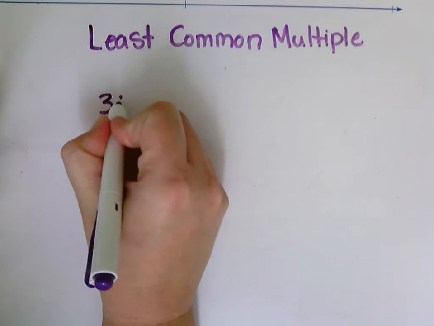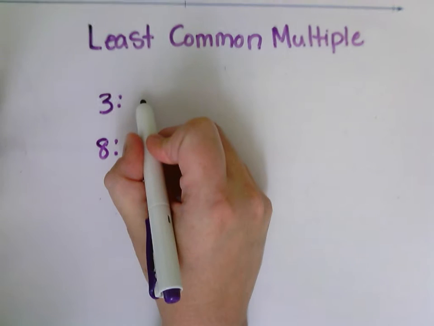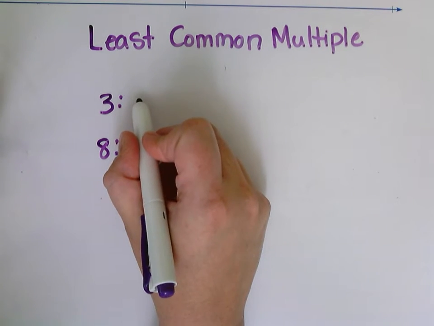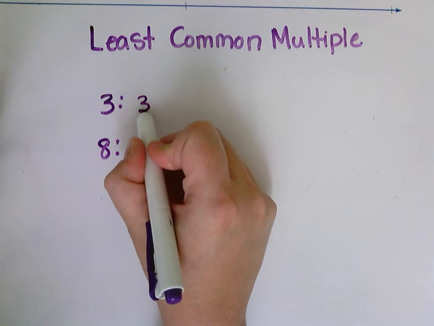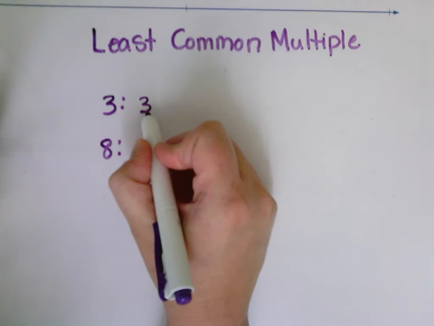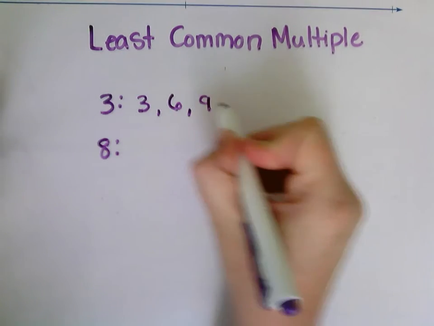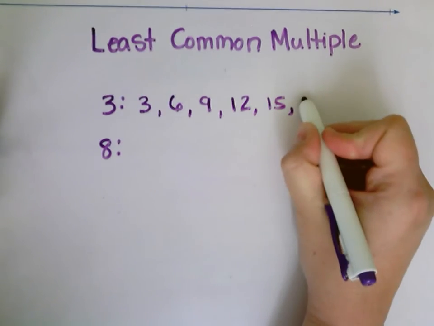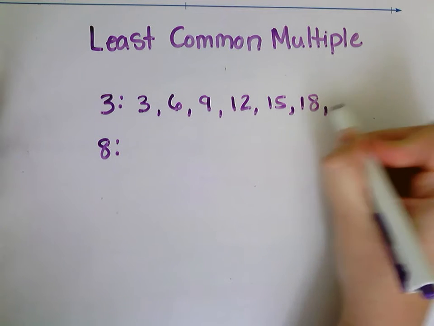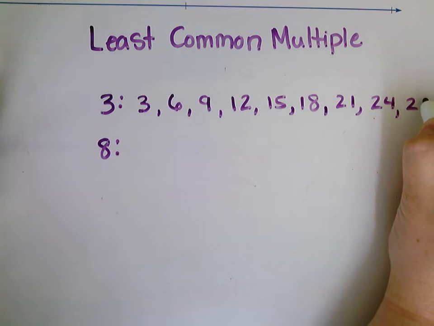Okay, 3 and 8. So I'm going to list the multiples of 3. It should be 3. Don't ever forget that first one, okay? A number is a multiple of itself because 3 times 1 is 3. Then 3 times 2 is 6. 3 times 3 is 9. 3 times 4 is 12. 3 times 5 is 15. 3 times 6 is 18. We've got 21, 24, 27, etc. It'll keep going.